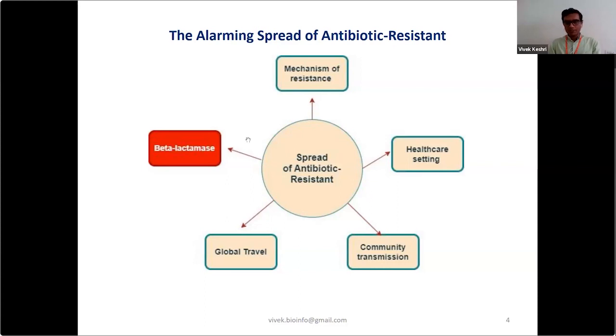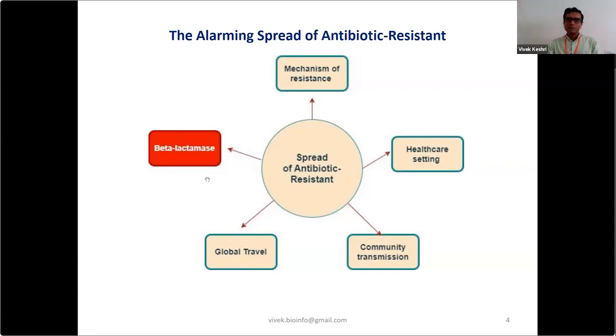in healthcare settings, like hospitals, there are many chances to spread antibiotic resistance genes or bacteria from one person to another. And in our population, like in community transmission, antibiotic resistance is spreading because it is a communicable disease. It is not limited to one nation or one subpopulation, because in our community a lot of people travel from one nation to another. So global travel is also one important cause of antibiotic resistance spreading all over the world.